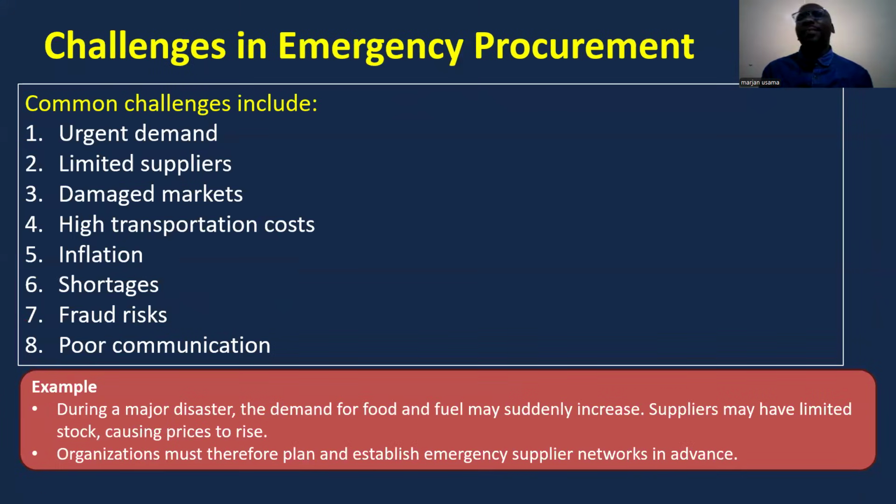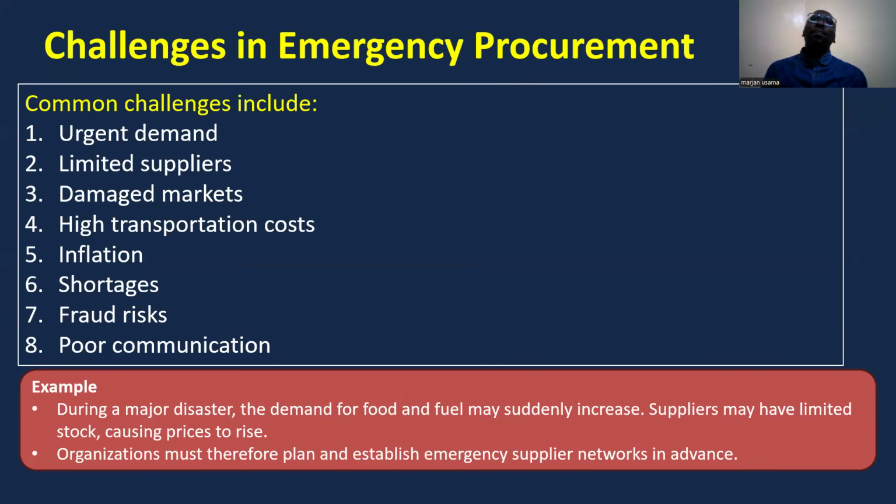Now, what are the challenges in emergency procurement? Sometimes during a disaster, we need to procure. ولكن في المقابل هناك التحديات، هناك المشاكل. So what are these barriers? What are these obstacles? Number one, urgent demand. So sometimes there is urgent demand, and we cannot always meet the demand. It's very difficult to meet the demand sometimes.